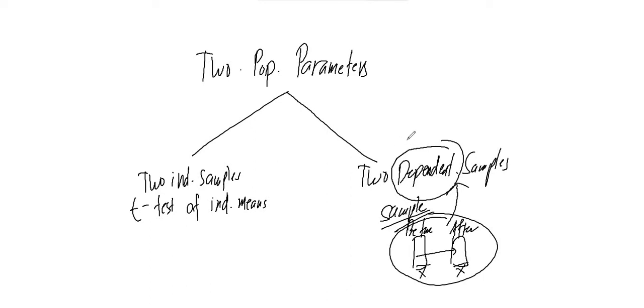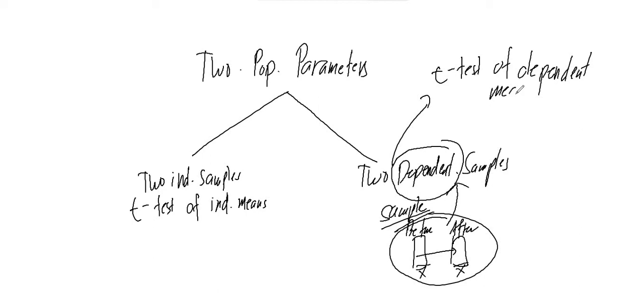And the test for two dependent samples is what is known as the t-test of dependent means, also known as the t-test of dependent samples, but still it is under the student t distribution. So we're going to see how t-tests of dependent means or t-tests of dependent samples are done in Microsoft Excel.